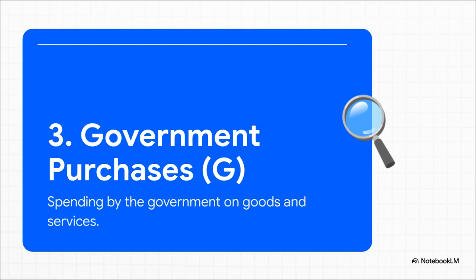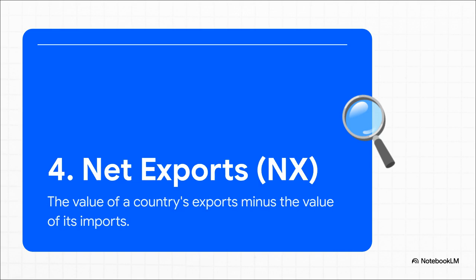Our third spender is, you guessed it, the government. G stands for government purchases. This is all the money the government spends on goods and services. We're talking everything from building new highways and schools to paying the salaries of soldiers and teachers. And finally, we have net exports, or NX. This is where the rest of the world comes in. We just take the total value of everything we sell to other countries, our exports, and then we subtract the value of everything we buy from them, our imports.